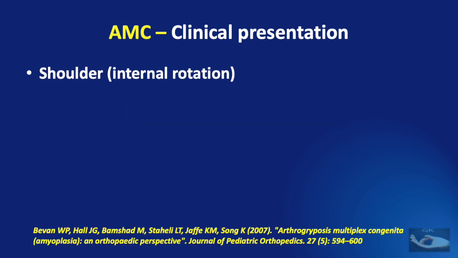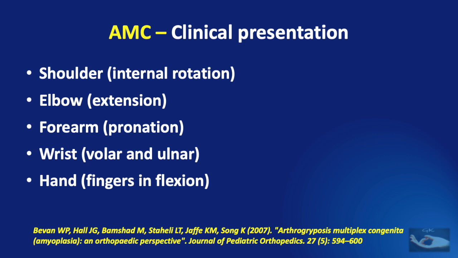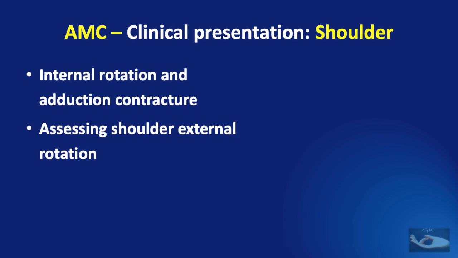The shoulder typically is in a position of internal rotation, the elbow is in a position of extension, forearm in pronation, wrist in volar and ulnar deviation, hand with fingers in flexion, and thumb in palm, otherwise known as the clasped thumb. As far as the shoulder is concerned, internal rotation and adduction contractures of the shoulder are common.